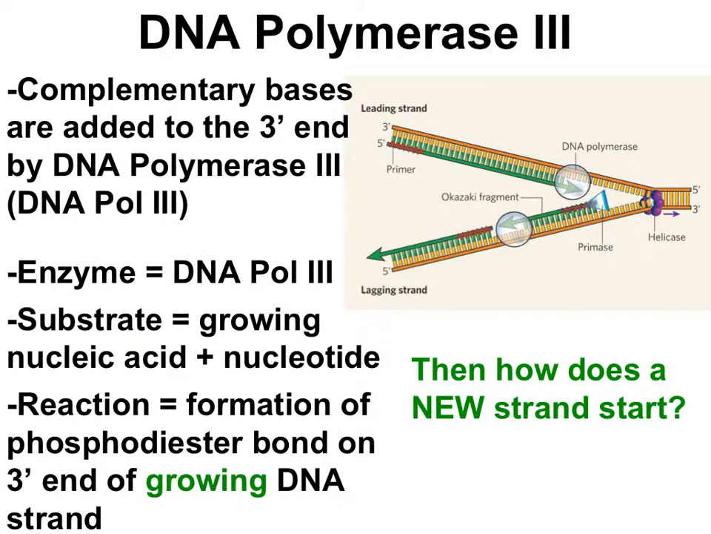DNA polymerase III is a really powerful enzyme, but DNA polymerase III has its limitations. One limitation is that DNA polymerase III can only add nucleotides to a growing DNA strand. Well, what that means is that DNA polymerase III can't start a DNA strand. So how does a DNA strand start? Well, for that, we need another enzyme.